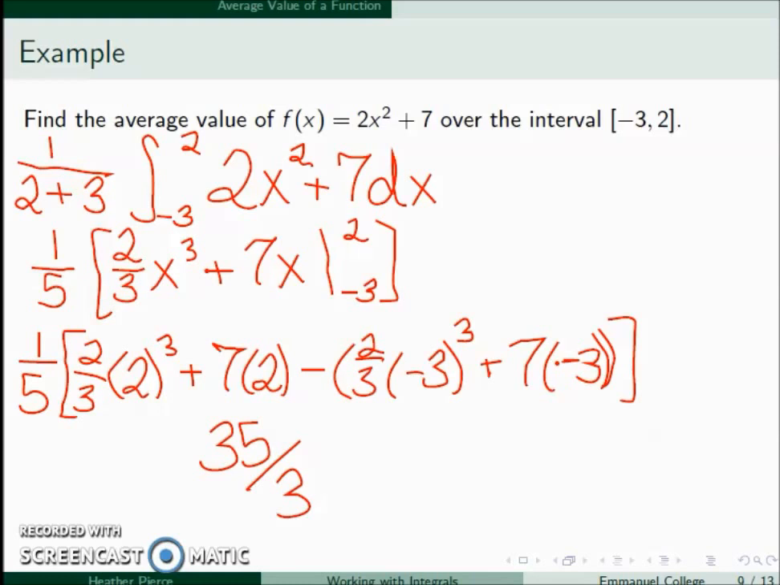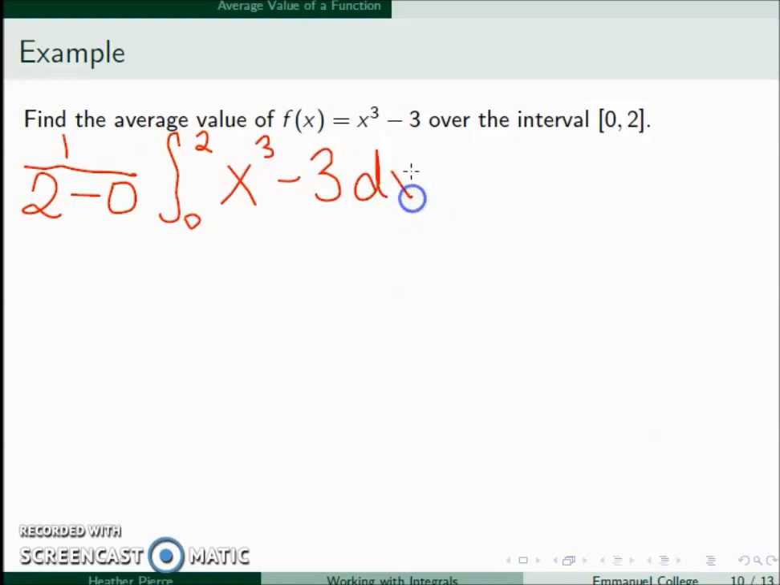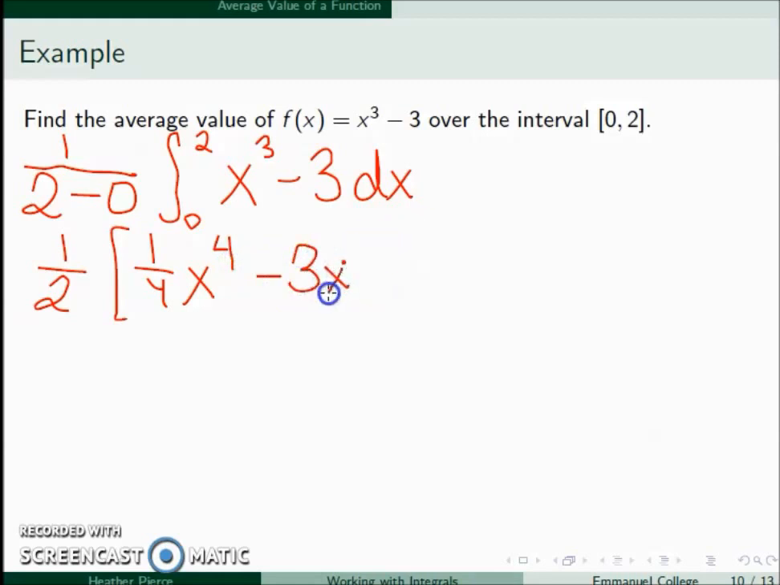Let's do another example. This time, I want to find the average value of f of x equal to x cubed minus 3 over the interval 0 to 2. So I have 1 over 2 minus 0 times the integral from 0 to 2 of x cubed minus 3 dx. So this is 1/2 times 1/4 x to the 4th minus 3x, taken between 0 and 2.